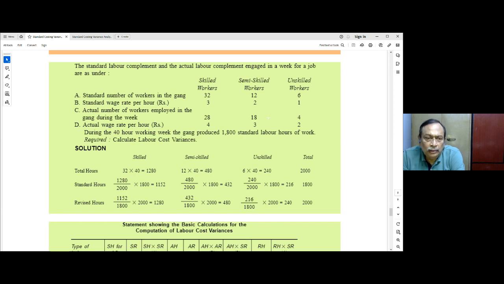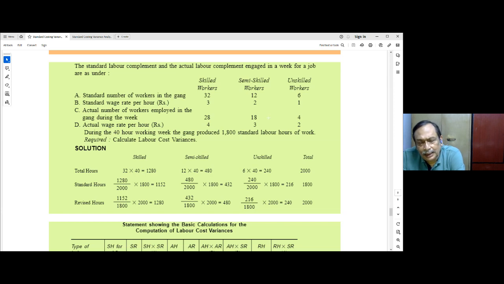So we are having first total hours, then standard hours, and if they are not the same, then revised hours. So total hours: 32 into 40, that is 1280 for skilled. 12 into 40, that is 480 for semi-skilled. And 6 into 40, that is 240 for unskilled. Total is 2000.